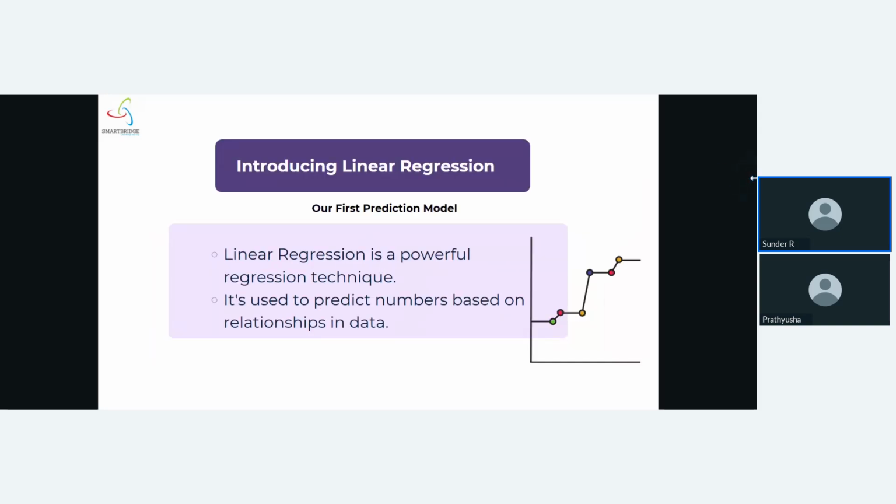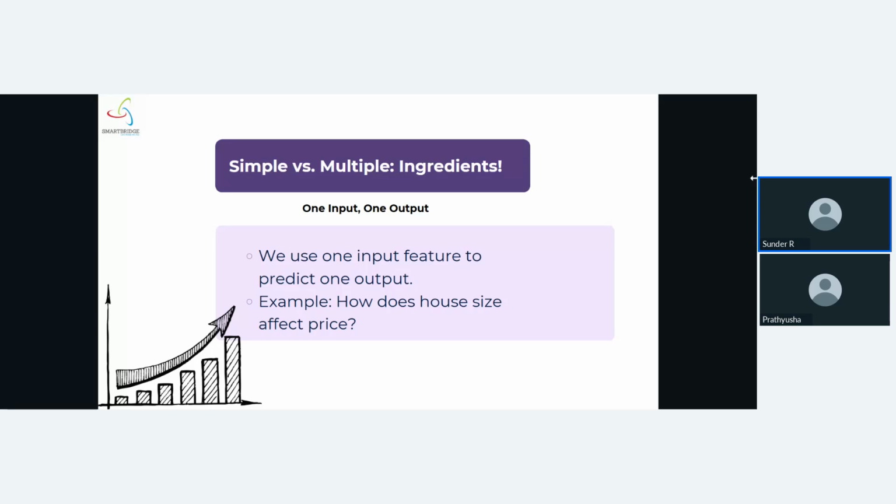Now, let's get into linear regression. So what is linear regression? Any idea? Yes, guys, any idea? Let me go to the chat. Yes. Linear regression is one input and one output. Why linear? It means you will be able to find some relationships.